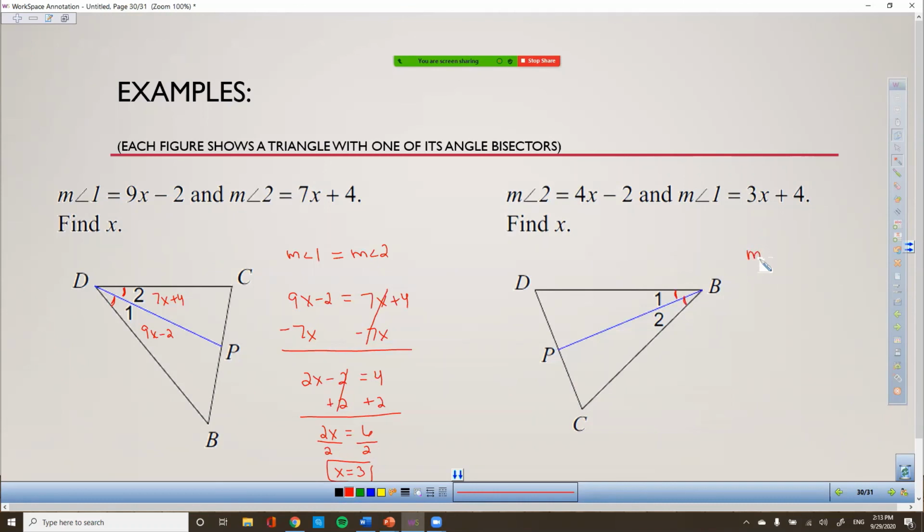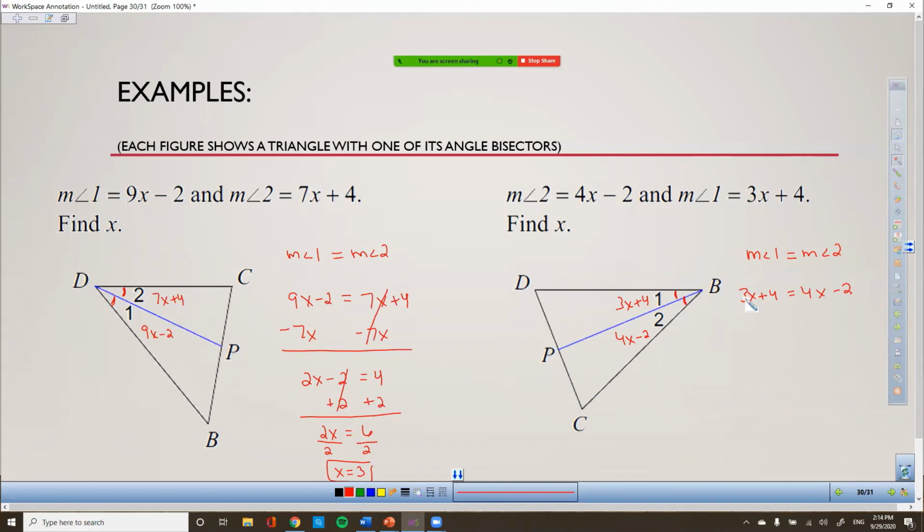So I know that the measurement of angle 1 equals the measurement of angle 2 because they tell me that this is the angle bisector. So looking at the information, they're telling me that the measurement of angle 2 is 4x minus 2, and the measurement of angle 1 is 3x plus 4. And they want me to solve for x. So same thing here. Since I know that the angles are equal to each other, that means that the measurement of angle 1, 3x plus 4, equals 4x minus 2. And there you go. Now we can solve for x.